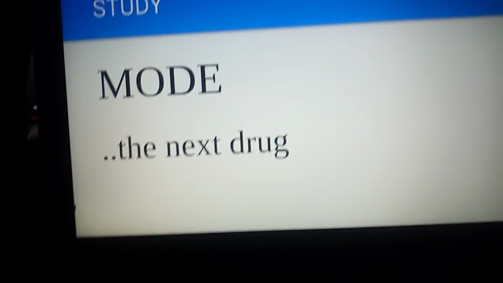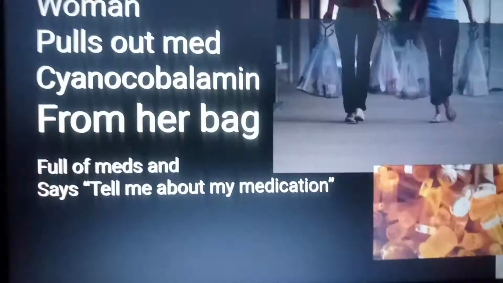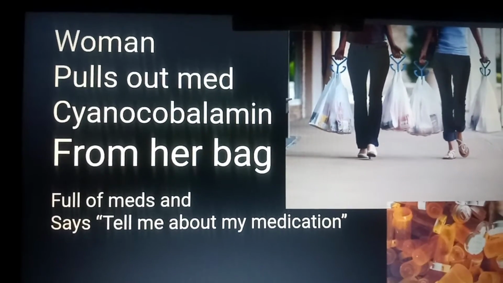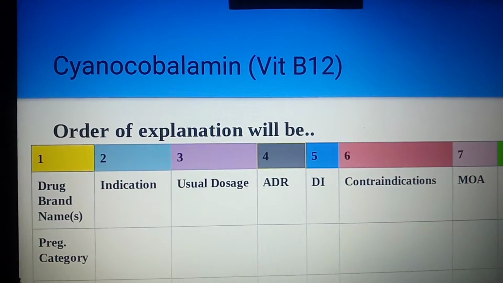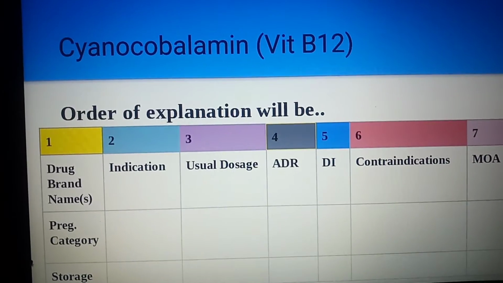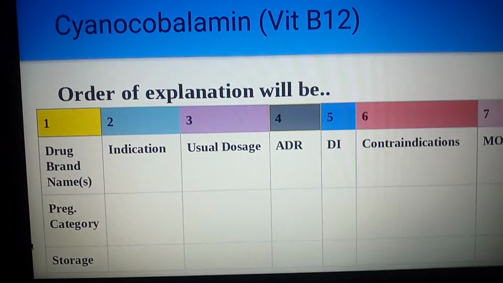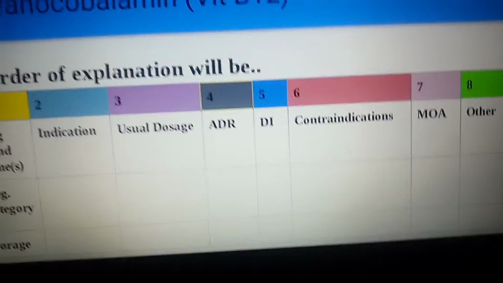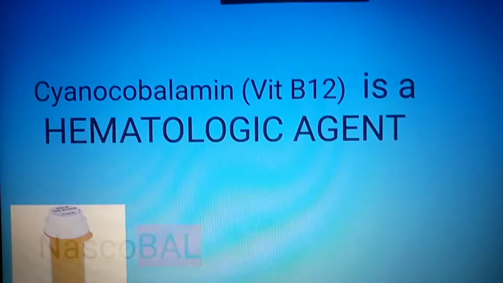Okay, the next drug. Cyanocobalamin or vitamin B12. Drug brand name Ascobal. Pregnancy category C. Storage was not listed on the card. Indication, dosage, ADR, drug interaction, contraindications will be discussed. The mechanism of action. Okay, cyanocobalamin is a hematologic agent.